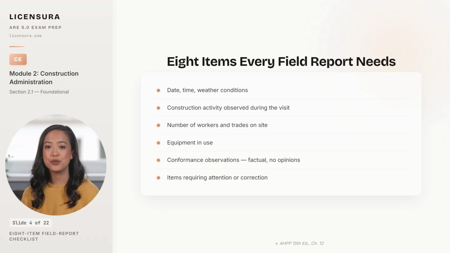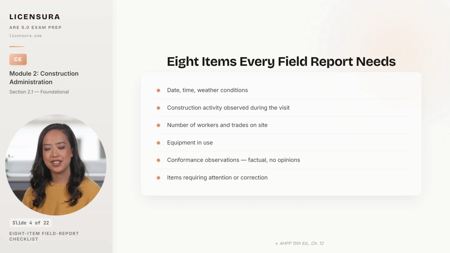8 items belong in every field report you write, and missing any one of them is the gap a plaintiff's attorney walks through. Date, time, and weather conditions anchor the visit in objective fact. The construction activity observed tells the story of what was happening on the job that day. The number of workers and trades on site captures the manpower picture. The equipment in use captures whether the contractor had the right tools for what they were attempting. Conformance observations, in factual language, describe what you saw, not what you thought. Items requiring attention or correction are flagged for follow-up, not buried in narrative.